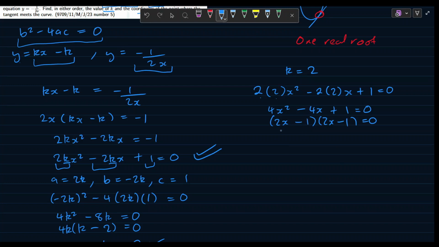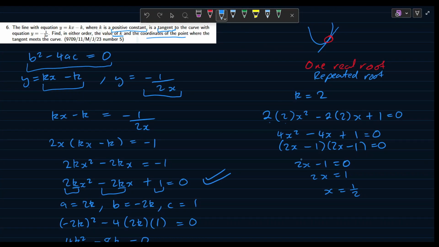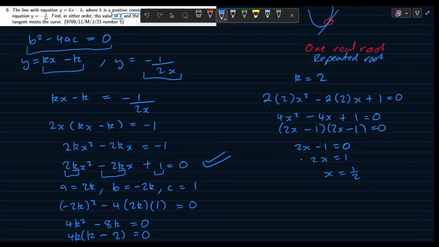Alright, so it means that, as you can see, our brackets are the same, so they would give us a repeated root, one real root, otherwise known as a repeated root. Okay, so our repeated root here will be 2x minus 1 is 0, 2x is equal to 1, so x is equal to 1 over 2. That would be the x coordinate. But they want the coordinates of the point, so we also need to find the y coordinate.